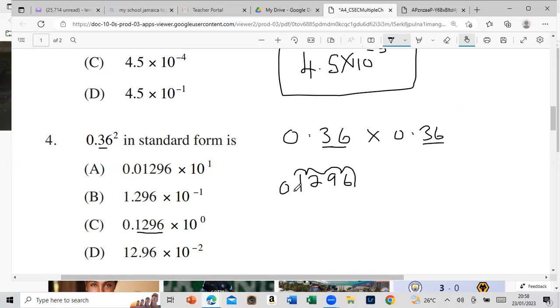Now to write it in standard form, we need to get it right. So we're gonna move 1 place. So that's 1.296 times 10. Where was it originally? To the left of the 1, so that's to the negative 1, right? And that would be our answer.